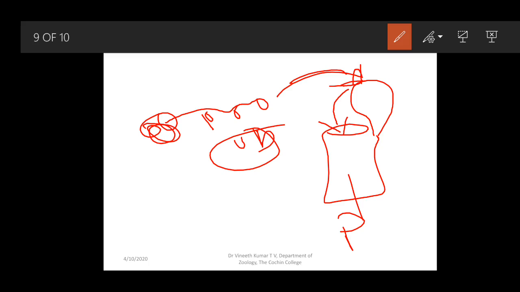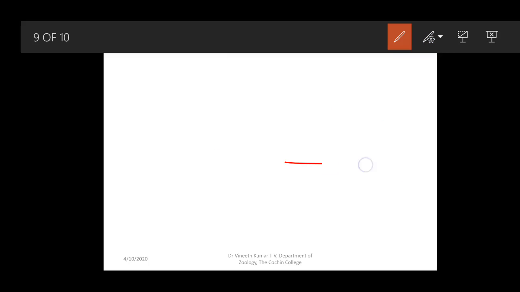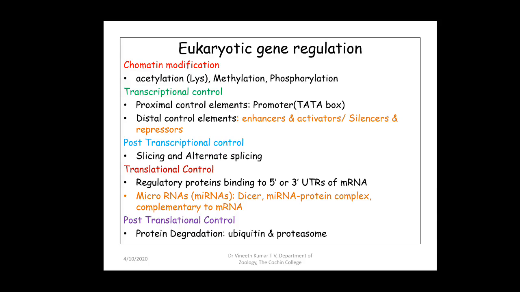This barrel contains many peptidases which will be cleaving off the peptide bonds. So the protein will be cleaved into many amino acids. These component amino acids will be recycled. They will be used for the production of new proteins. So this is the next level of control, what is called translation.